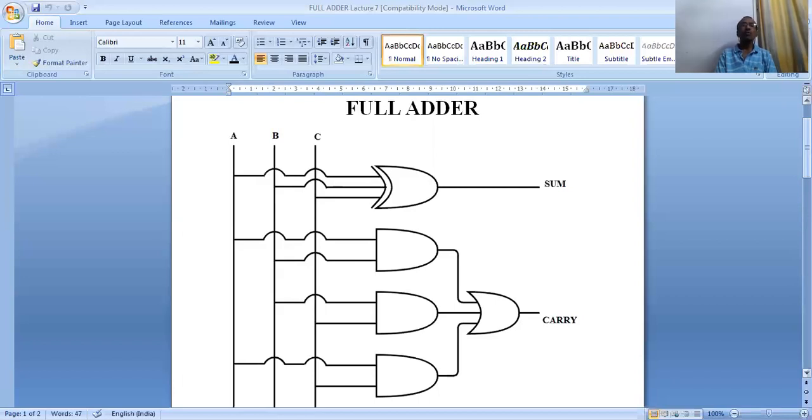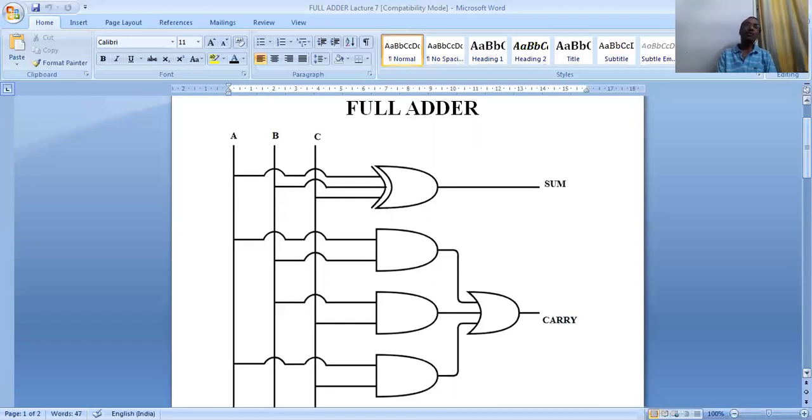B equal to 0, C equal to 0. The output of the second AND gate is 0 multiplied by 0. Output of the second AND gate is 0. In the case of the third AND gate, A equal to 0, C equal to 0. The output of the third AND gate is 0. Understand? Why 0? Because, friends, these AND gates are used for logic multiplication.